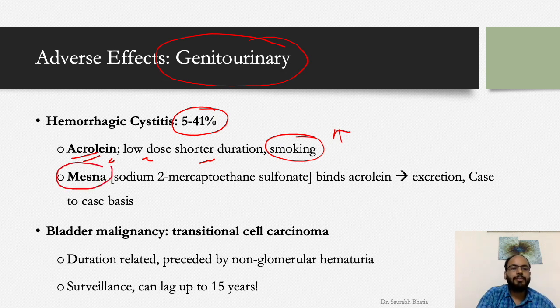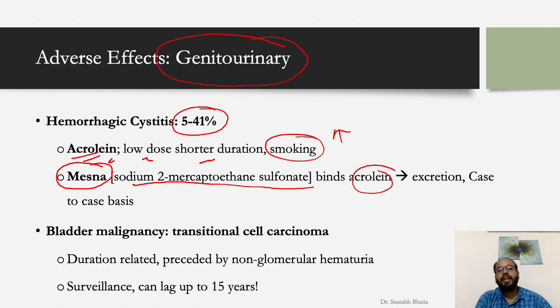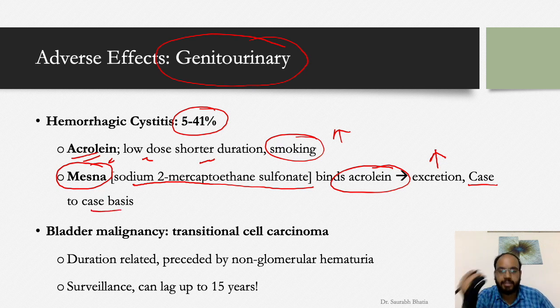Now Mesna is a protective compound. I've written the full name here: sodium 2-mercaptoethane sulfonate. It binds to acrolein and enhances its excretion. Mesna binds with acrolein and increases the excretion of this compound. How much Mesna to give, and whether to give it or not, is decided by the person who is treating the patient. It's a physician-based discussion, a physician-based decision.